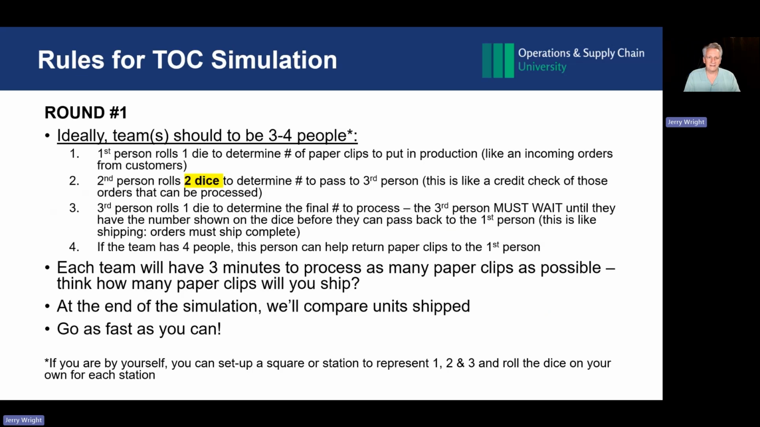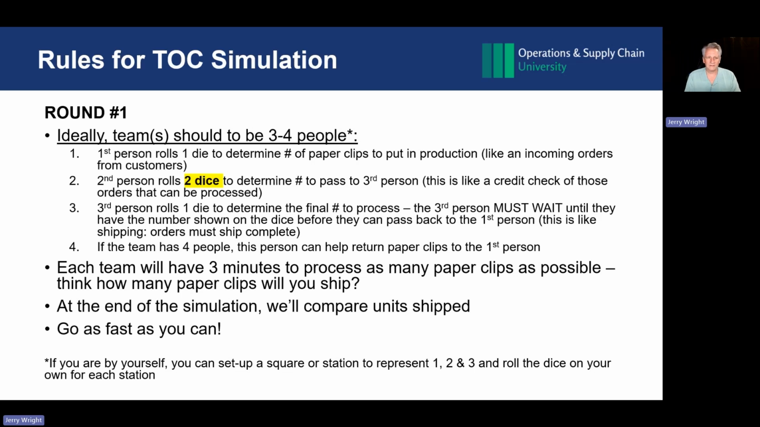So round one, ideally teams should be 3 to 4 people. Again, if you're by yourself, you can set up little squares and make stations, and you could do this on your own. But in this 3 to 4 person scenario, the first person rolls 1 die and determines the number of paper clips they can put into production from the big pile. Like, think of incoming orders from a customer. If they roll 2, then they move 2 paper clips to the second thing. If they roll 6, they move 6, and so forth.